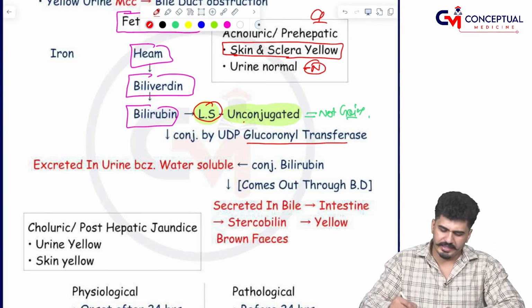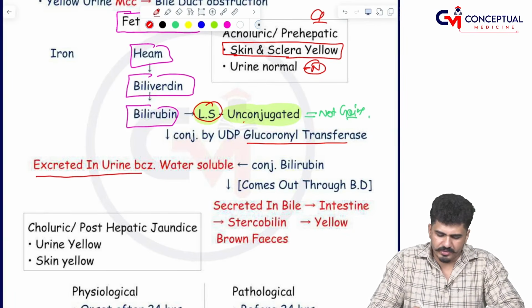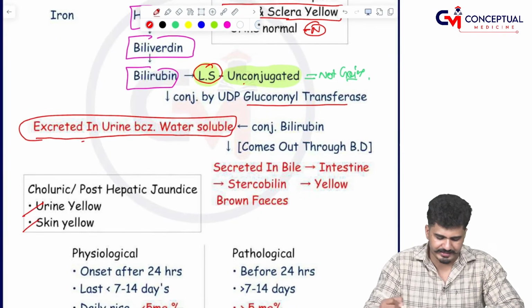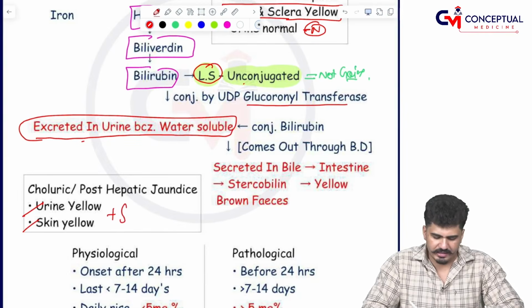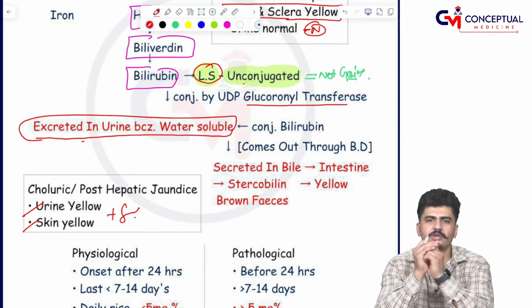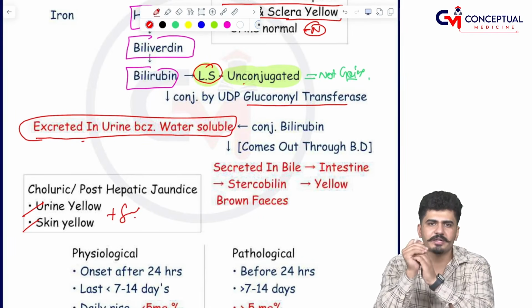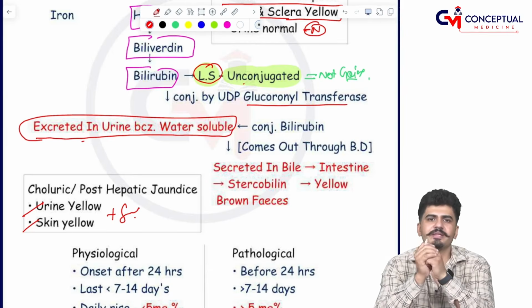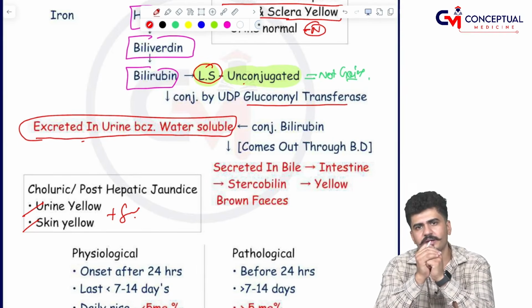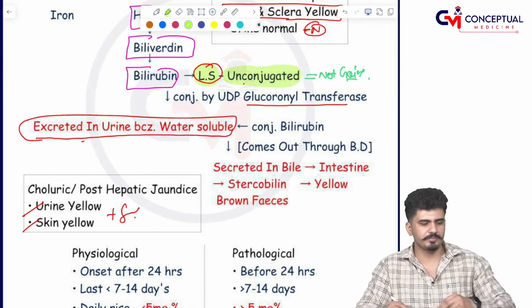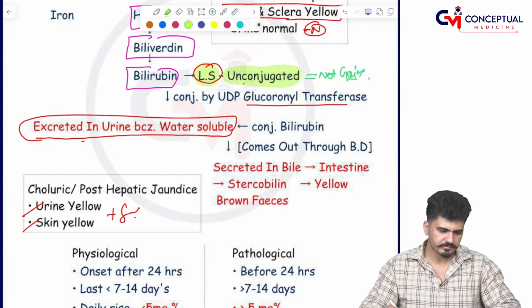So remember right here, the excretion in the urine, because this is water soluble, there is going to be yellow urine, skin and sclera, all are yellow. The pre-hepatic jaundice is where lipid soluble, unconjugated, is increasing. Post-hepatic jaundice is where the water soluble is increasing, and along with that water soluble, remember, this is going to be the post-hepatic jaundice.